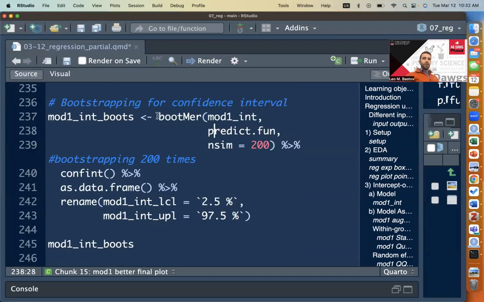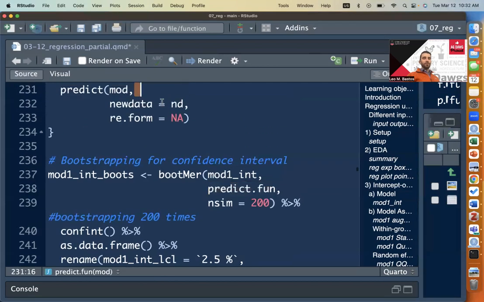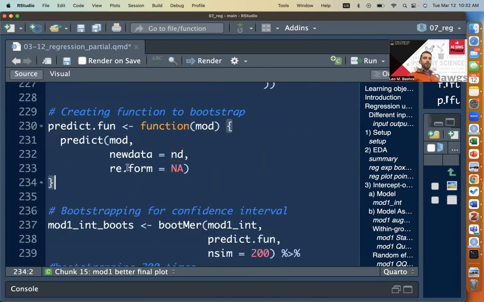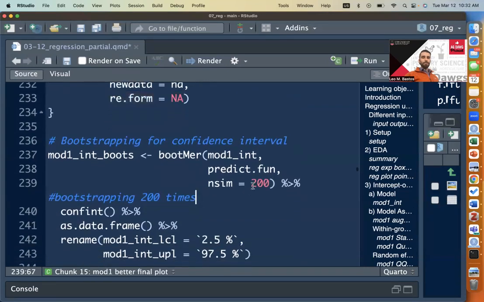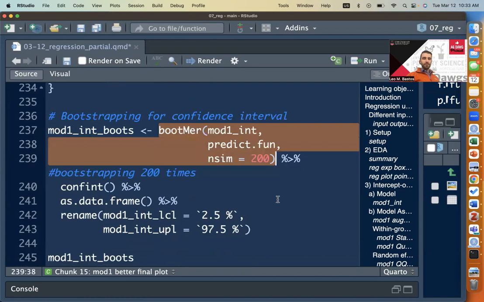So what's going on here is we're bootstrapping this model, model 1 with the intercept only, using this predict function, which is really just predicting this model on the ND. ND is what we created above here. And it is ignoring the random effect part of the model and just getting an overall model prediction here. I just want to run this part only so you see what happens, because I already left you the whole pipe there.